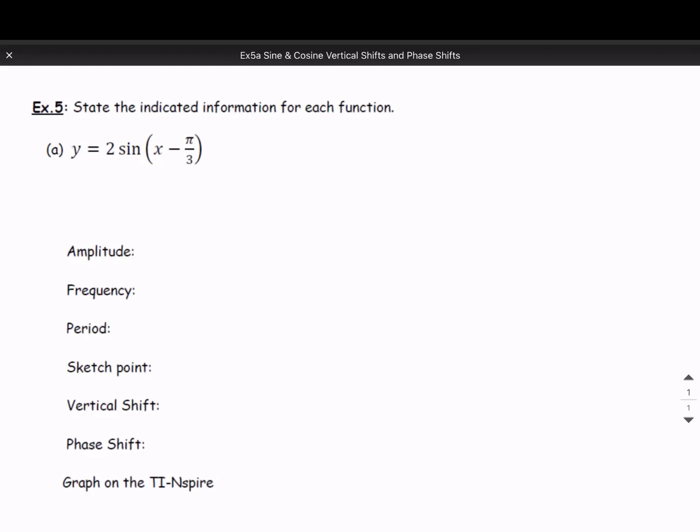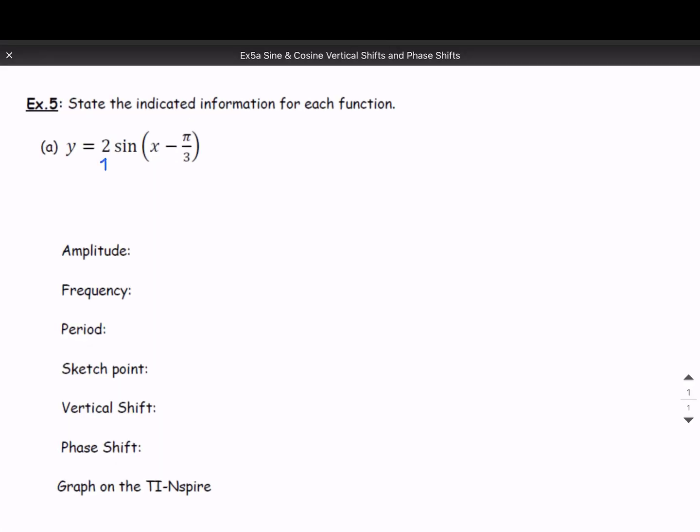So we're going to state the indicated information for each function. Our first function is y equals 2 sine of the quantity x minus pi over 3. So looking at this, our amplitude comes from the first number there. It's the absolute value of 2, which is just 2.